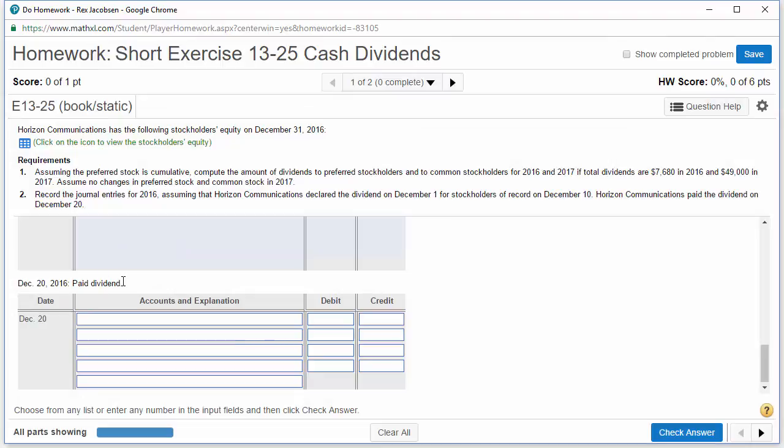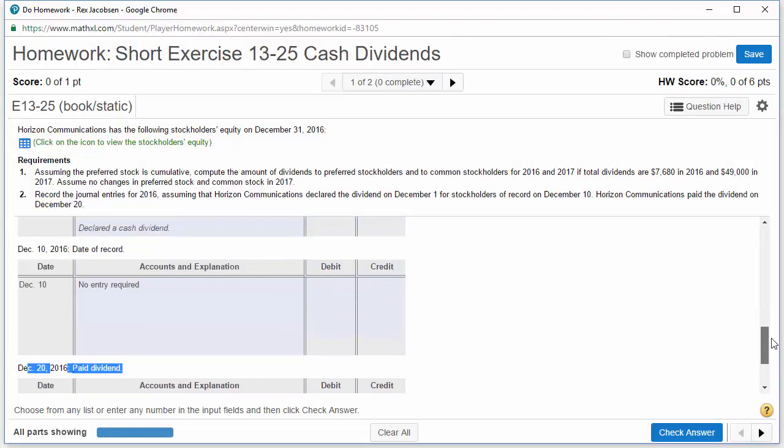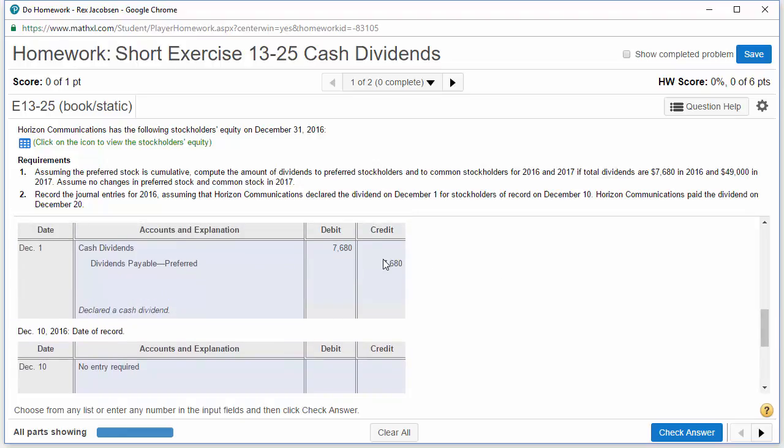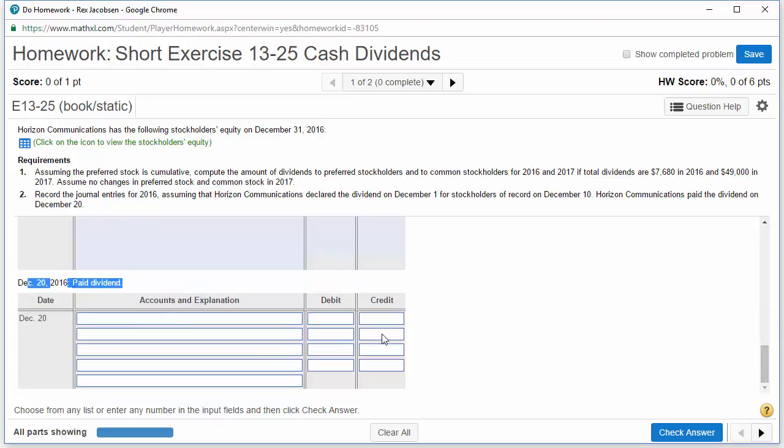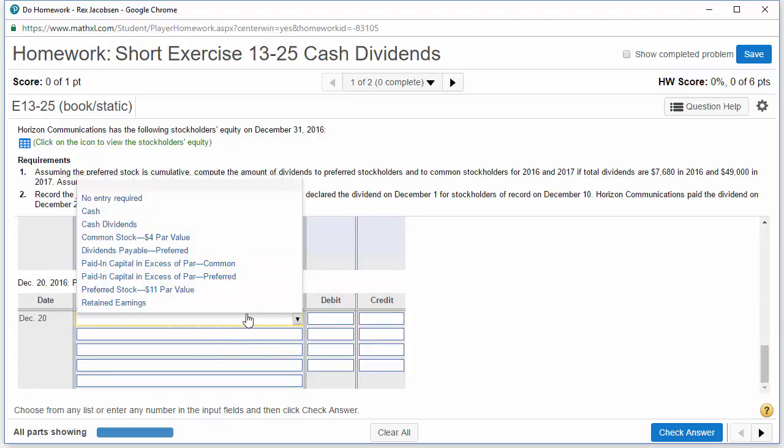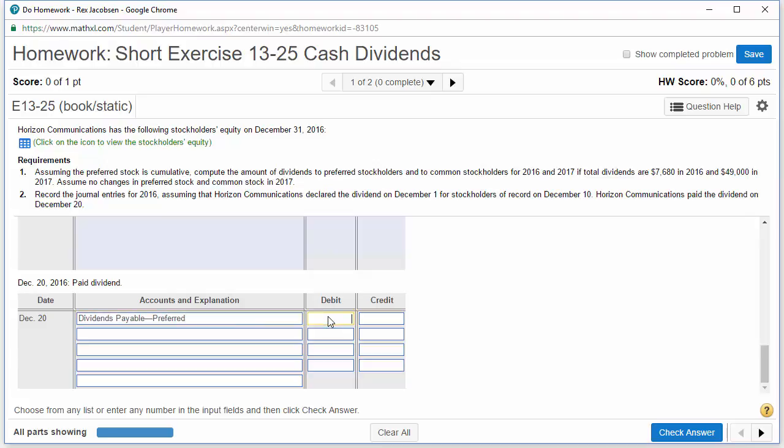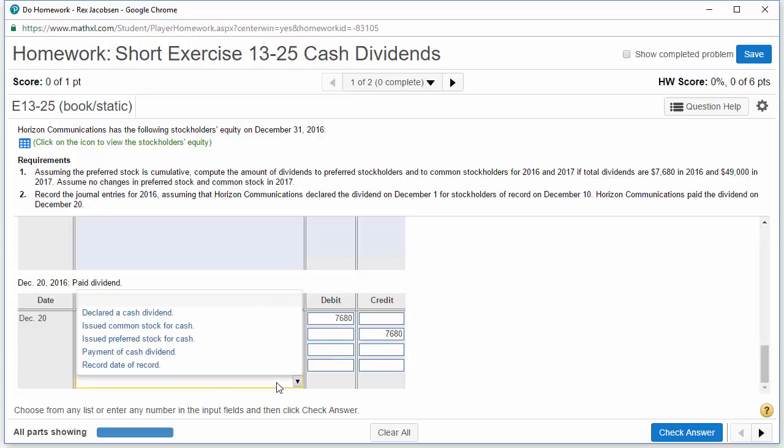And now it's December 20th. We're going to pay the dividend. So we have to go back up here. So this dividends payable, we've got to get rid of this $76.80. So dividends payable is going away, $76.80, and then our cash is also going away. It's going down, $76.80. Payment of cash dividend.